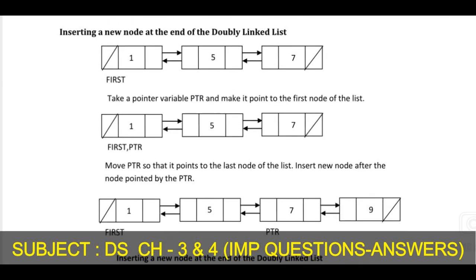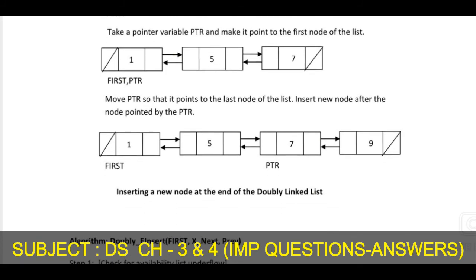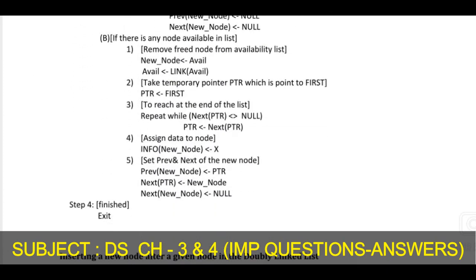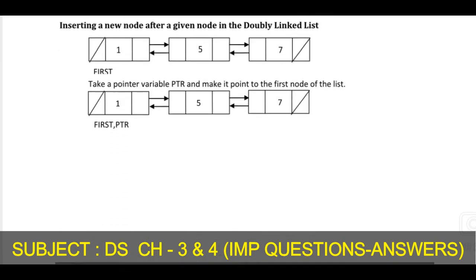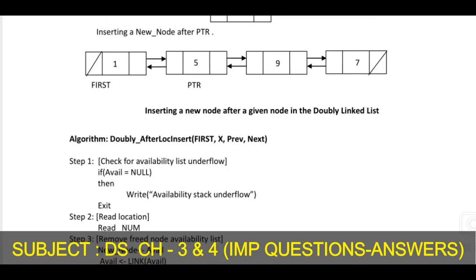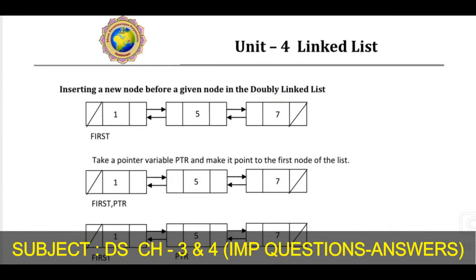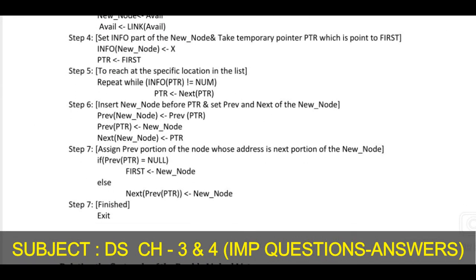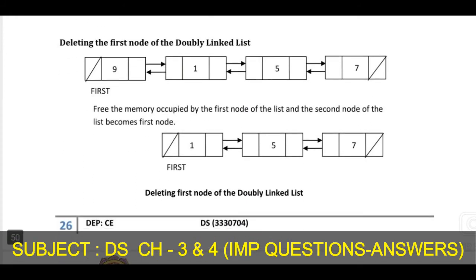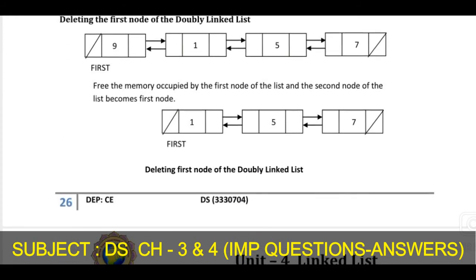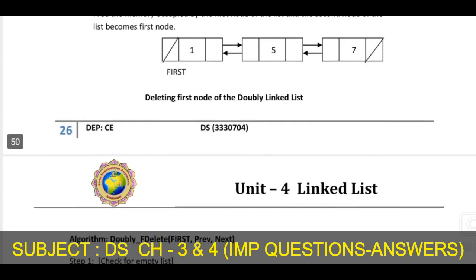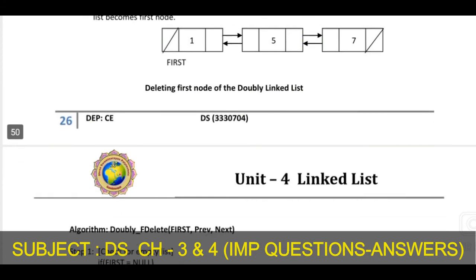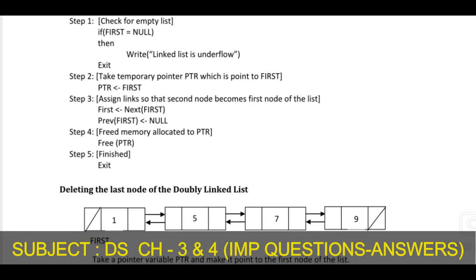Then here, adding a node at the end of the doubly linked list with its algorithm step. Then next, between, but this is not IMP. Here is also not IMP for the exam. This is not IMP for the exam, but deleting the first node of the doubly linked list is an IMP concept for the exam. So this is our simple example of a doubly linked list, and here is the algorithm step.